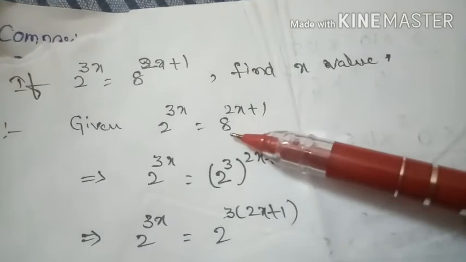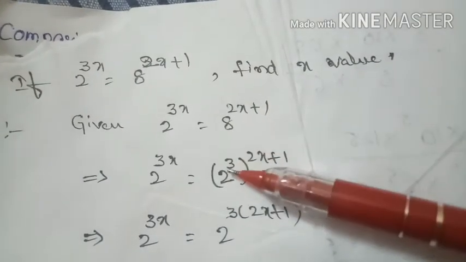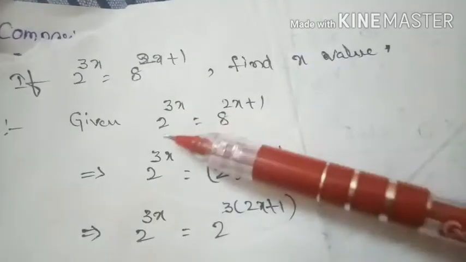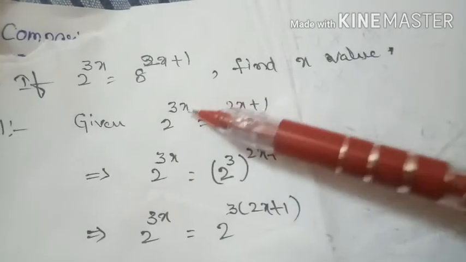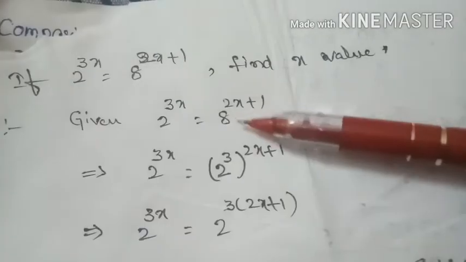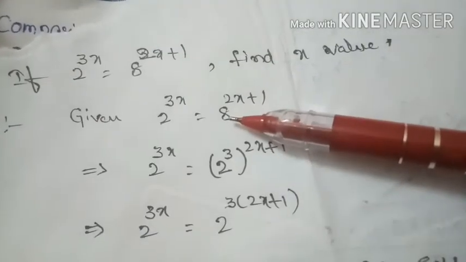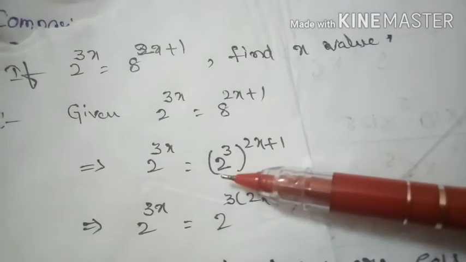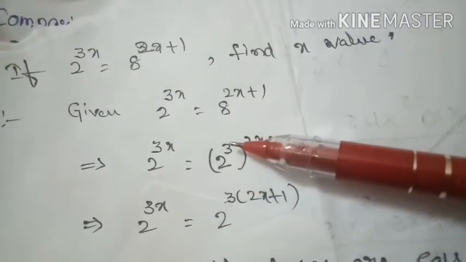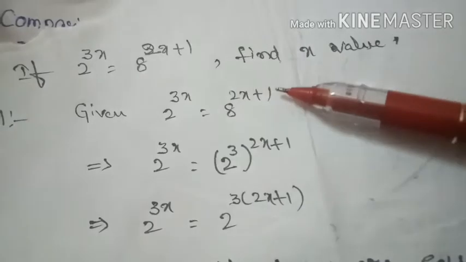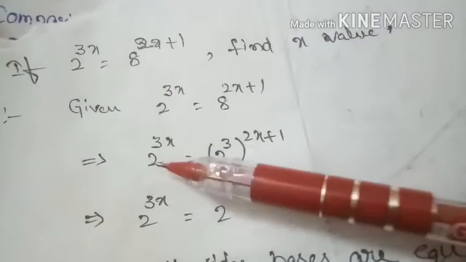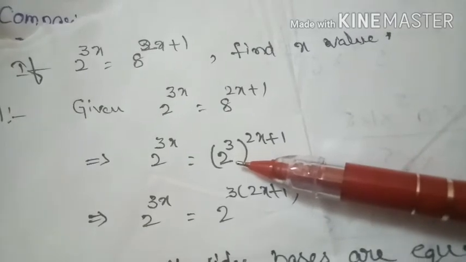That's why I did it here. 8 should be converted as 2 power of 3. Why? I want the bases to be equal, otherwise the exponents equal. Here there is a chance to convert the base 8 as 2 power of 3. So 8 becomes 2 power of 3 whole to the power of 2x plus 1. Now I got the bases equal on both sides.